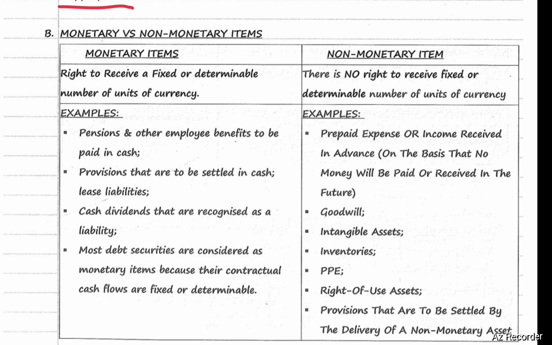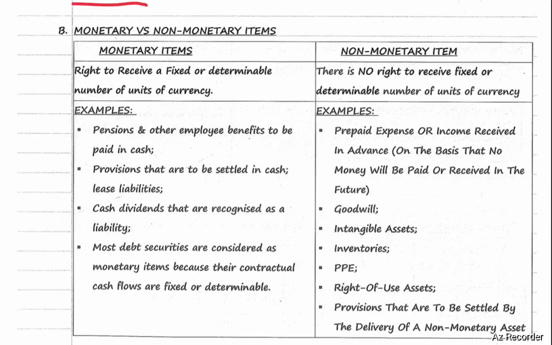Non-monetary items. There is no right to receive a fixed or determinable number of units of currency in case of non-monetary items. Examples of non-monetary items are prepaid expenses or incomes received in advance on the basis that no money will be paid or received in the future, goodwill, intangible assets, inventories, PPE, right of use assets, and provisions that are to be settled by the delivery of a non-monetary asset.